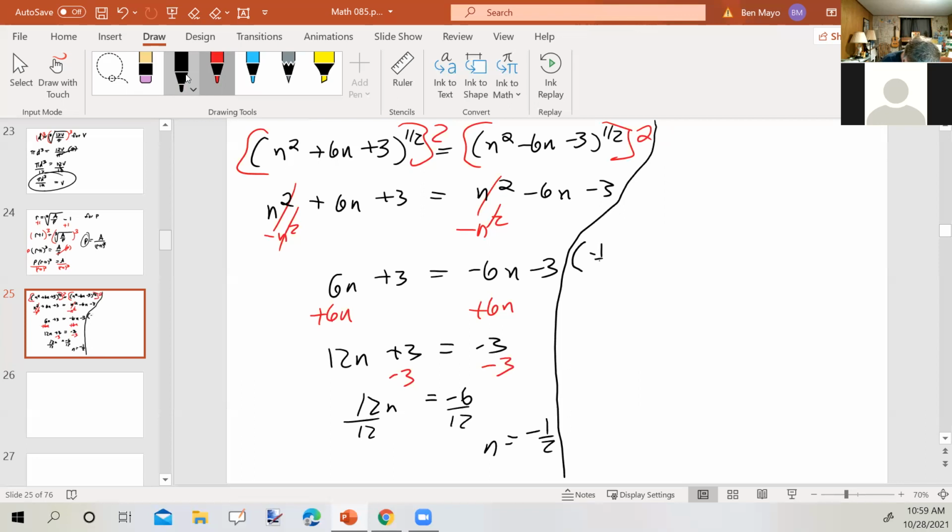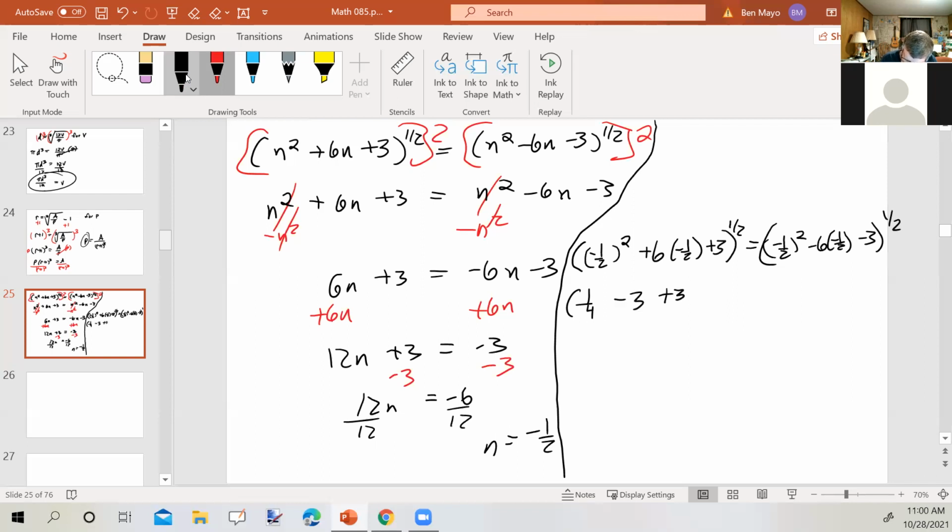So we're going to have (negative 1/2 squared plus 6 times negative 1/2 plus 3) all to the 1/2 power equals (negative 1/2 squared minus 6 times negative 1/2 minus 3) all to the 1/2 power. Okay? Negative 1/2 times negative 1/2 would be positive 1/4. Plus 6 times negative 1/2 would be minus 3, and then plus 3, which would then end up being 1/4, because those would reduce out. Which would end up being 1/4 to the 1/2 power. Well, the square root of 1 is 1, and the square root of 4 is 2. So the whole left-hand side simplifies down to 1/2 once I substitute negative 1/2 in there.